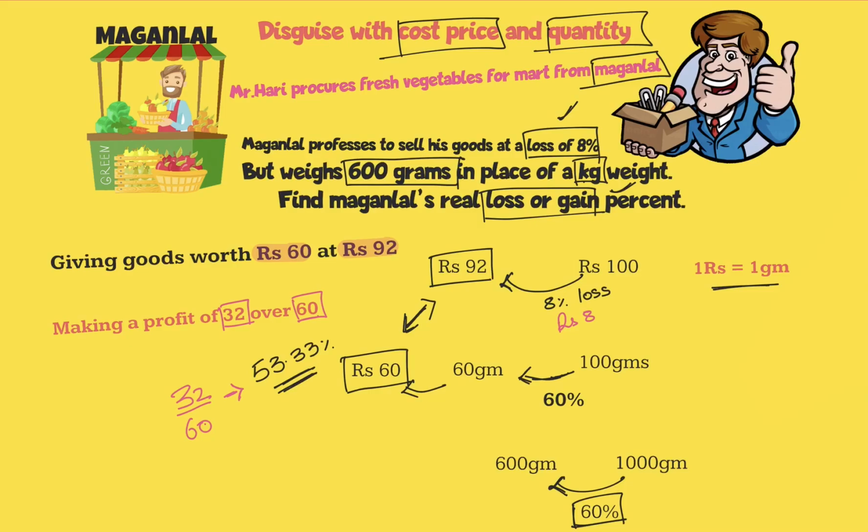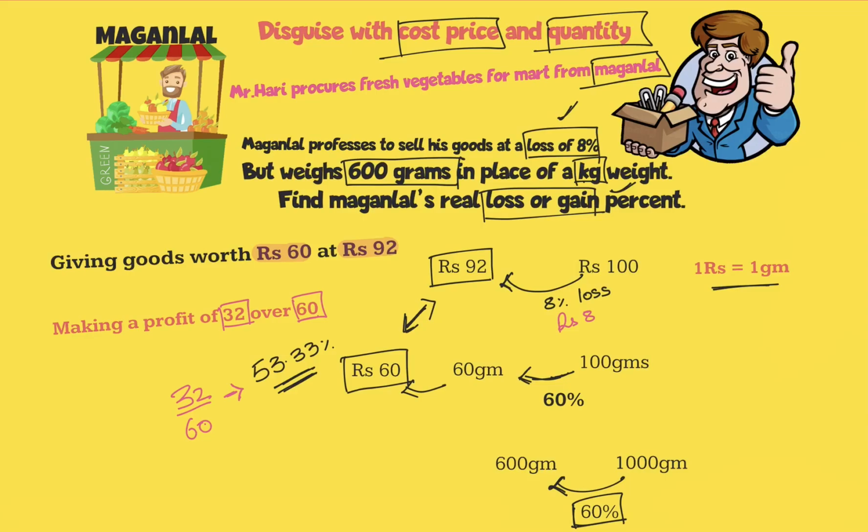So this is just similar to the previous problem that we have done. You think that he is giving you at rupees 92, so he's making a loss of rupees 8, but he is not giving you 100 grams as you are thinking. He's giving you only 60 grams, which is a disguise. So he is giving you 60 grams, which is worth rupees 60 to him. The goods which are worth rupees 60 to him, he is selling you at rupees 92. Eventually he makes a profit of 32 over 60, which is 53.33% profit he makes in the transaction.